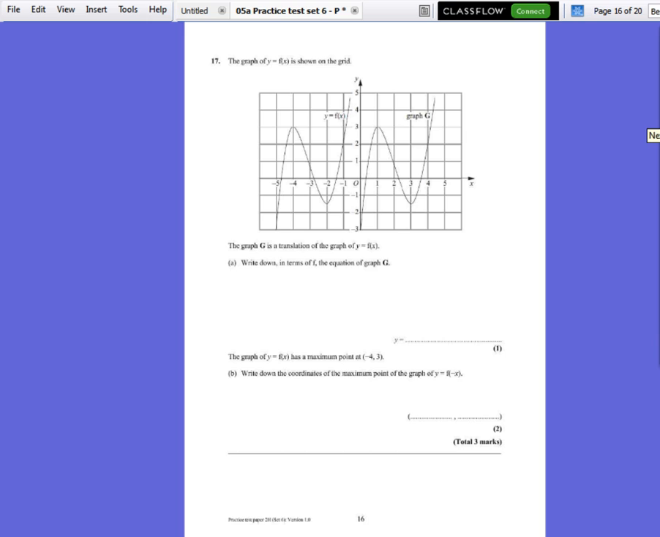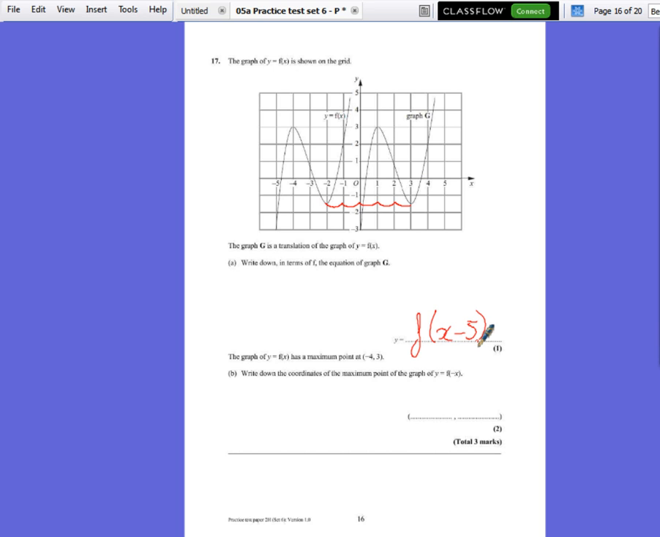Question 17. The graph y equals f of x is shown on the grid. The graph g is a translation of graph y equals f of x. Write down, in terms of f, the equation of graph g. Well, when a graph moves left and right, we are adding a number inside the brackets of the f of x. To move right, you actually take that amount off. So if we look at the bottom of here, it's gone 1, 2, 3, 4, 5 places to the right. So this will be f of x minus 5. The reason why it's that is because you'll get the same value for y when x is 5 steps earlier. So that's why it's x minus 5.